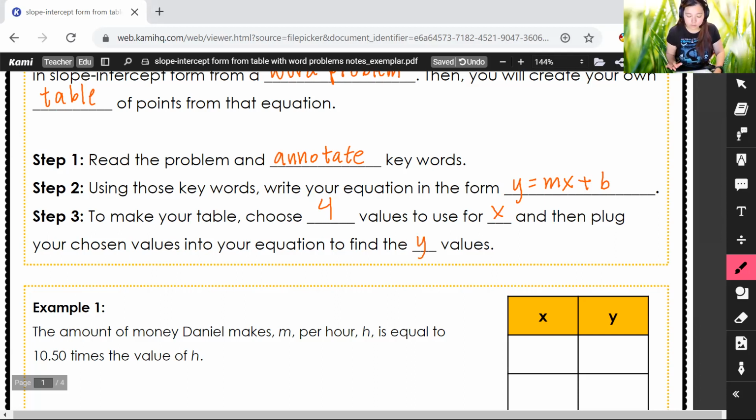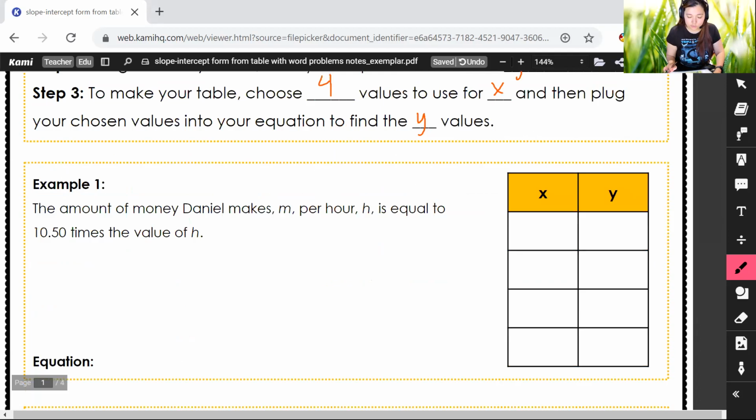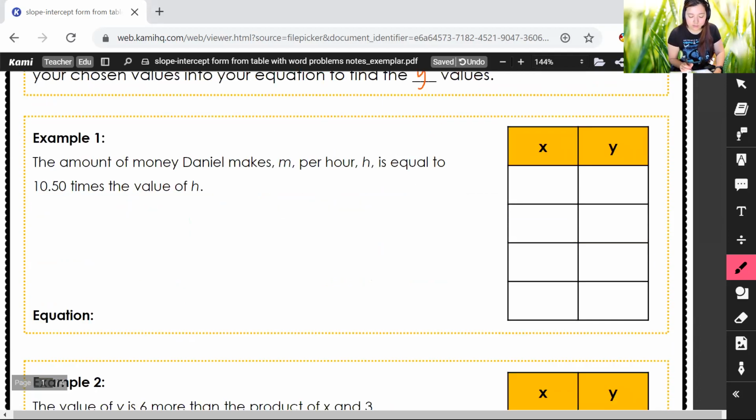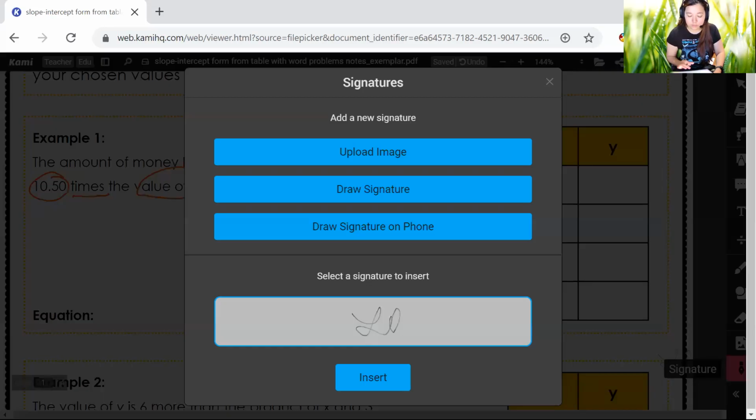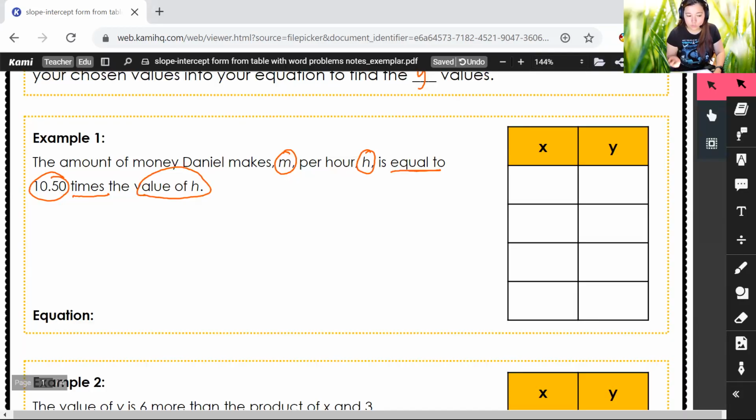Let me show you what that means. So here's an example. It says, the amount of money Daniel makes, M, per hour, H, is equal to 10.50 times the value of H. Now, sometimes these problems will use variables other than X and Y. So you need to think about which one is which, as long as you're consistent, right?